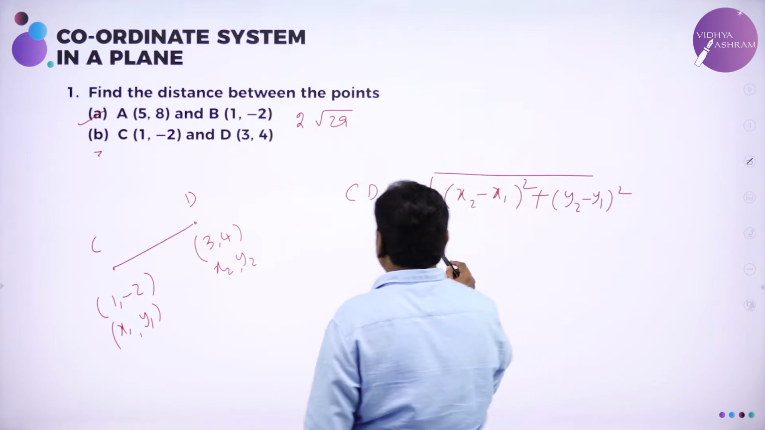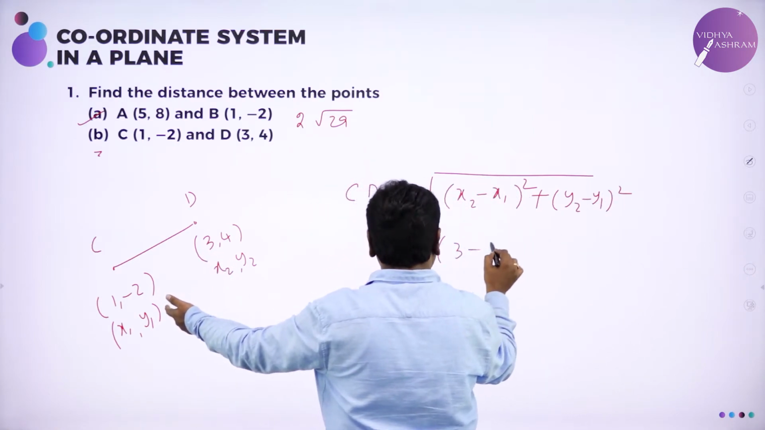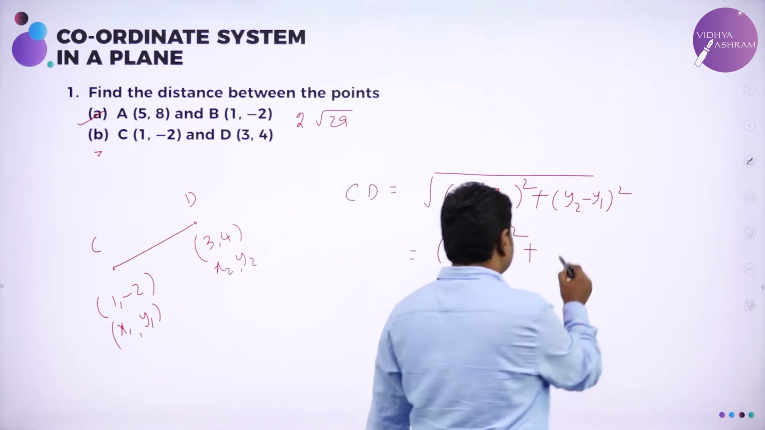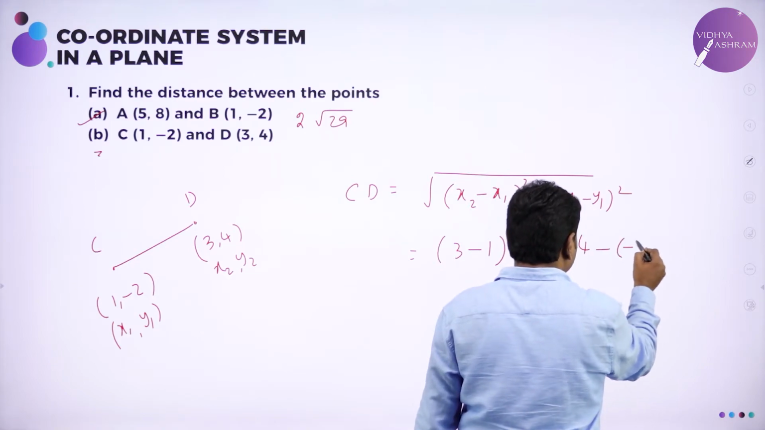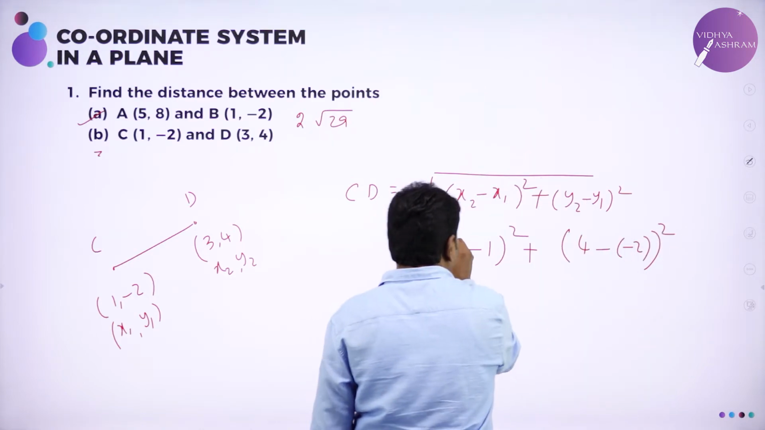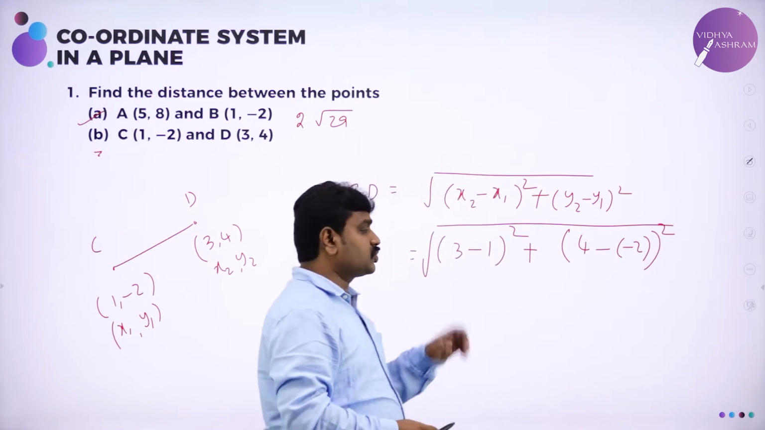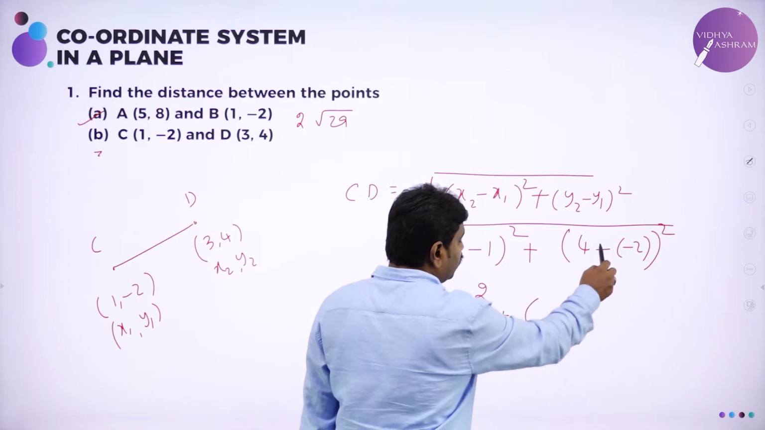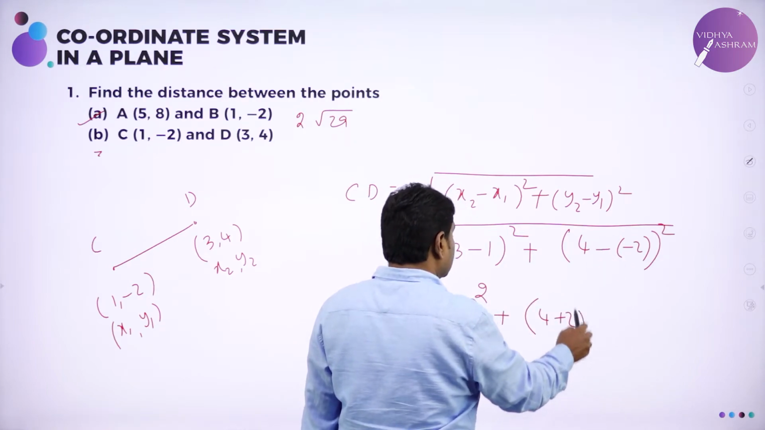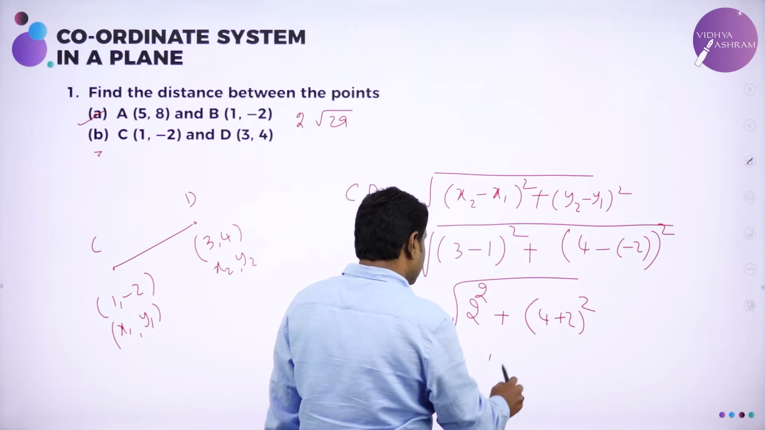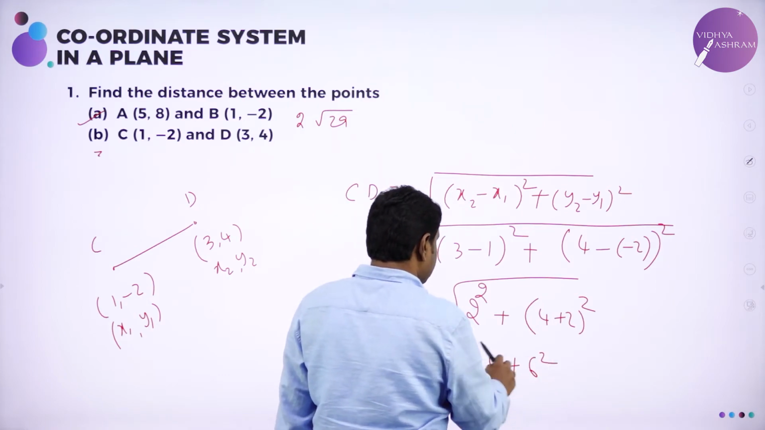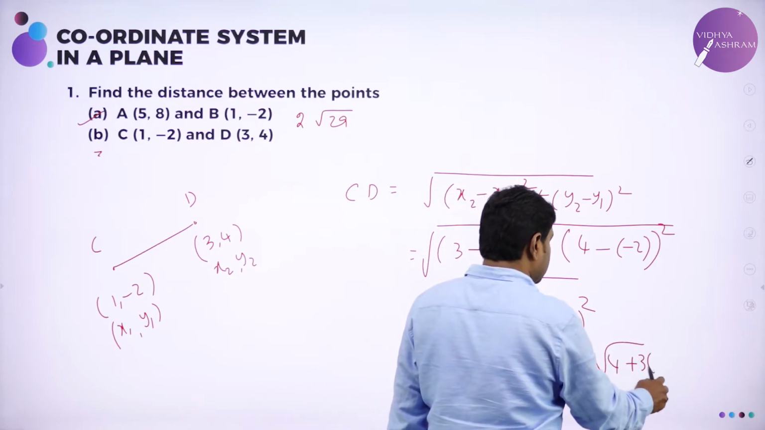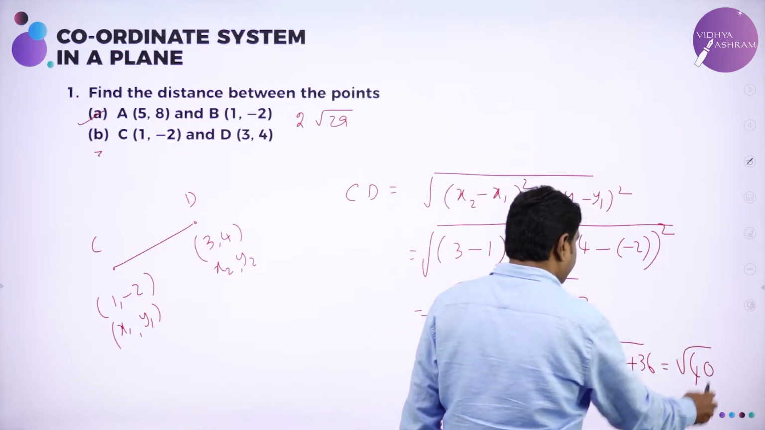So now x2 minus x1 the whole square means 3 minus 1 the whole square plus y2 minus y1, 4 minus minus 2 the whole square. While substituting, carefully substitute, check the signs properly. What is 3 minus 1? 2 square plus 4 minus of minus 2, 4 plus 2, the whole square. So 2 square is 4, 4 plus 2 is 6 square. So 4 plus 6 square is how much? 36. So the answer we got is root 40.